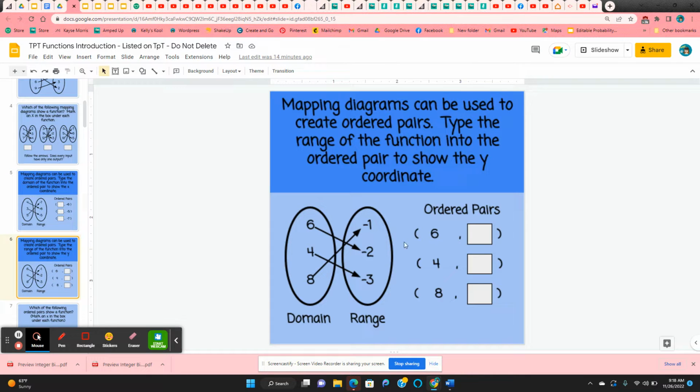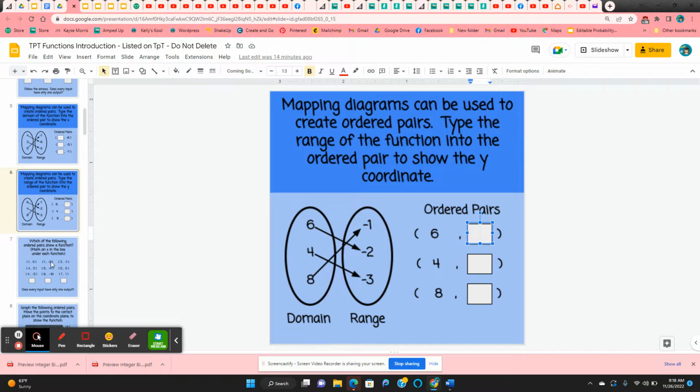And then they're given a mapping diagram where they need to find the range. So if the domain is 6, the range is -2. And they just type that in.